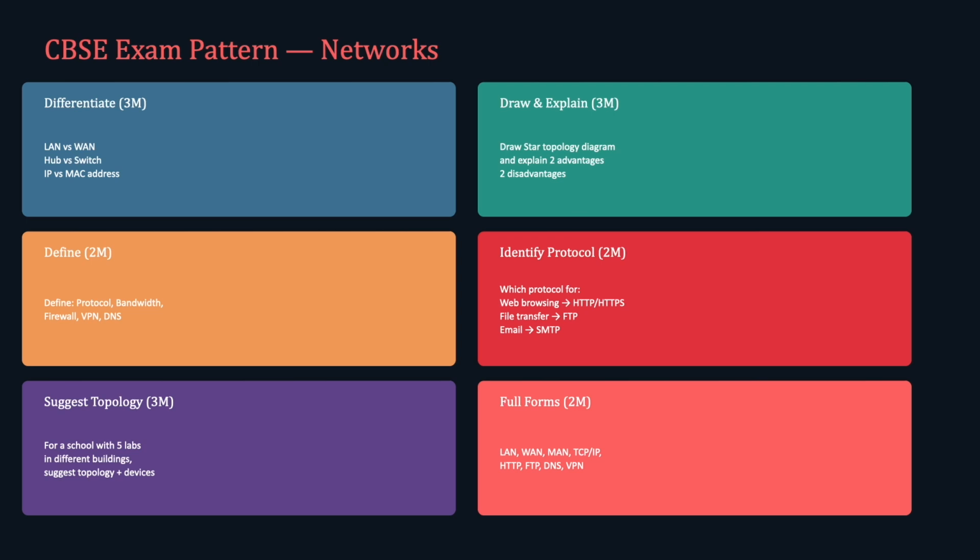Suggest topology for 3 marks. Given a scenario with multiple buildings, suggest topology and devices needed. Full forms for 2 marks: LAN, WAN, TCP/IP, HTTP, FTP, DNS, VPN.